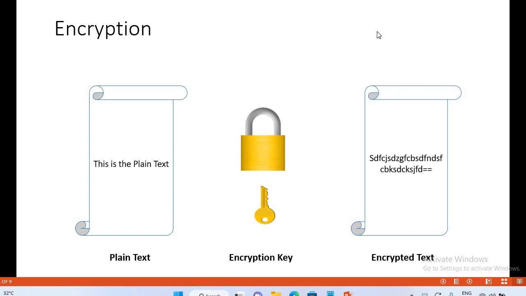Today I will discuss some interesting cryptographic terminology. What is encryption, what is decryption, what is a symmetric key, and what is an asymmetric key? So let's start with encryption.